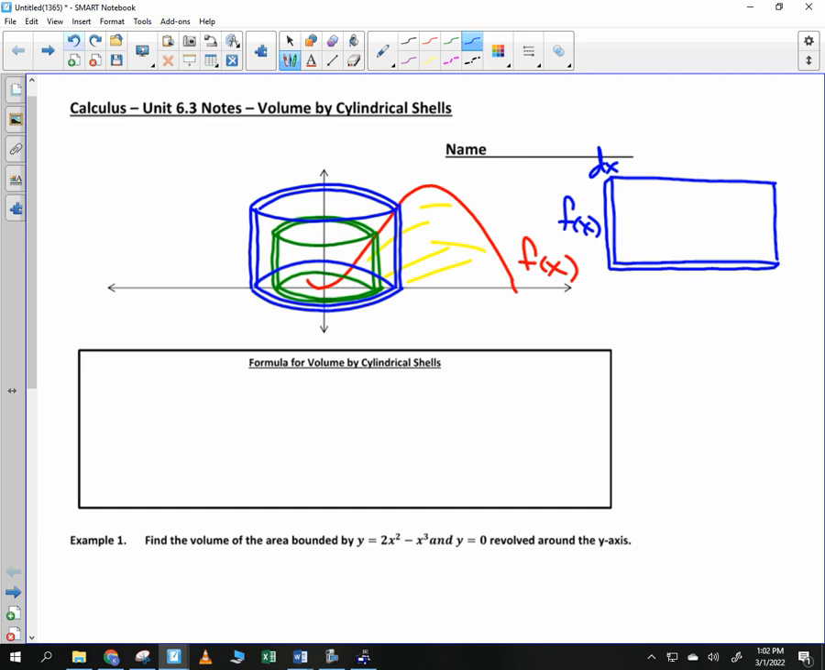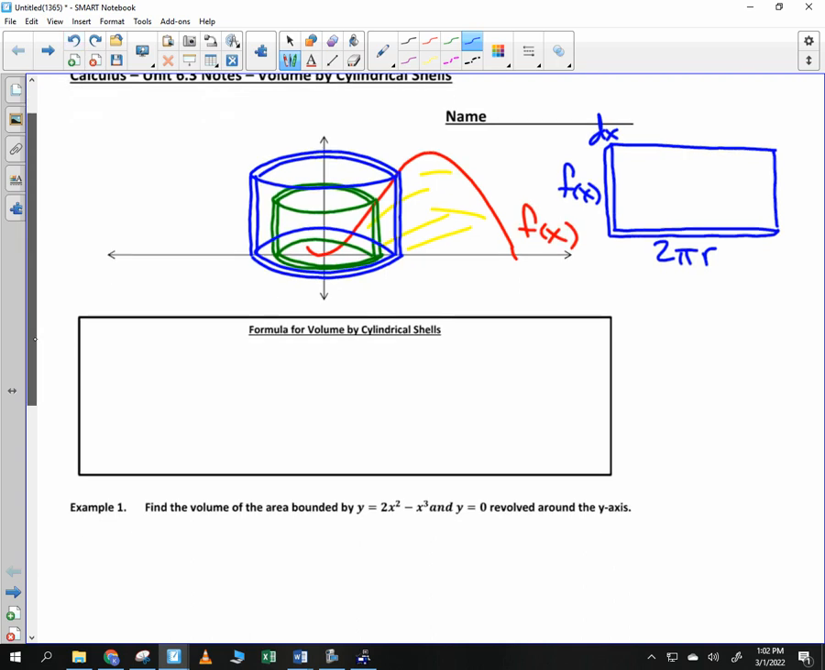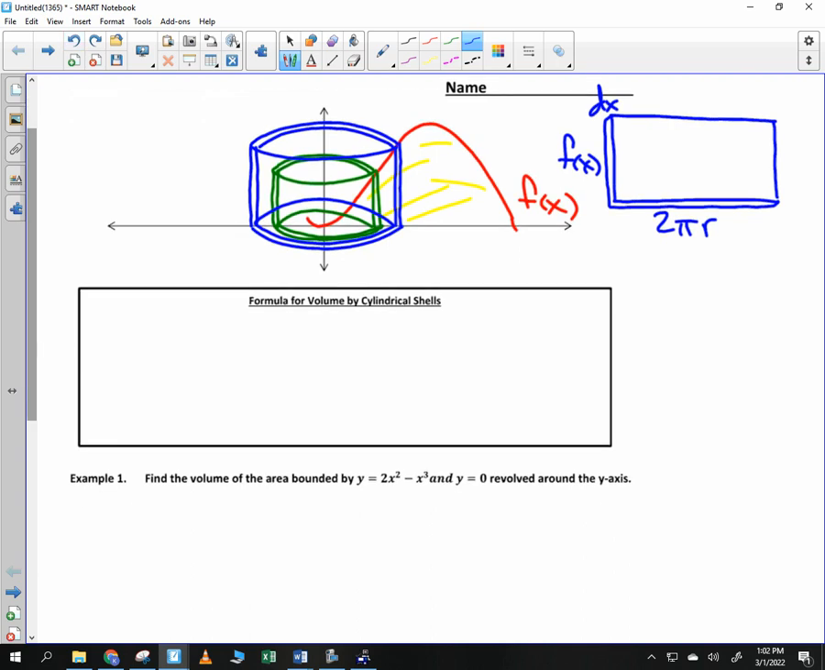And then I want you to think about it. If you take this soup can and you unravel it, how would you determine the length? The same as the circumference. What's the equation for circumference? 2 pi r. And so it turns out that the volume of that rectangle right there is 2 pi times the radius times f of x dx. And we don't just want to do one of those. We want to do an infinite number and bound it from A to B.